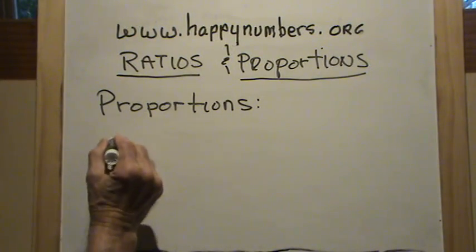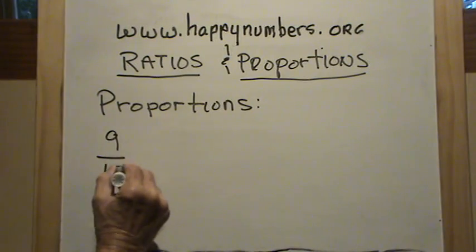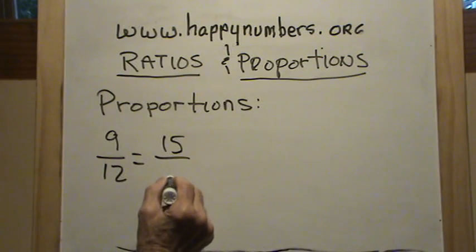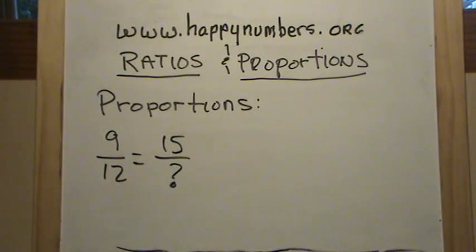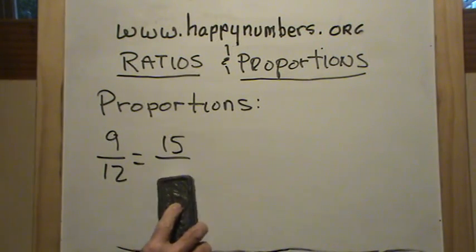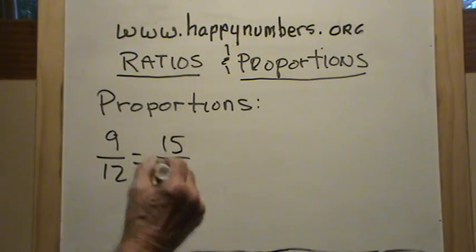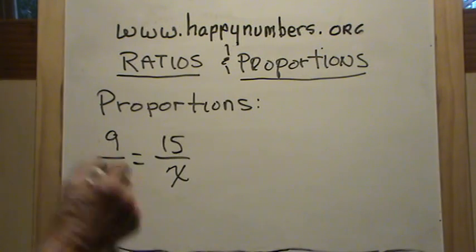Let's try this one. 9 is to 12 as 15 is to some unknown number. Well, go ahead, put your DVD on pause and solve that, and then turn it back on again and we'll see. Okay, well, let's put an unknown in here. Let's just put x. Doesn't matter what letter you use.